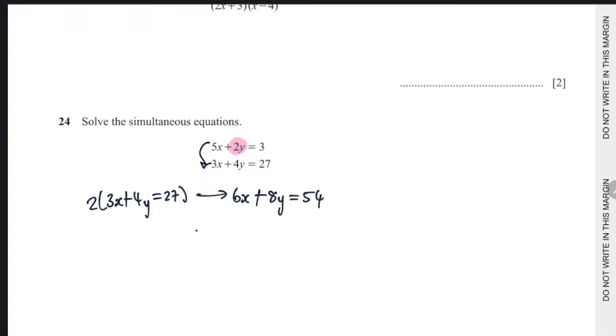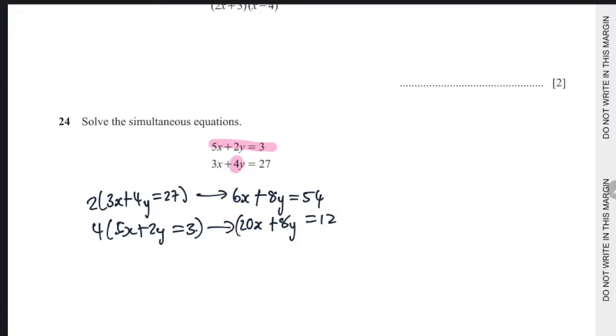Then you took 2 and multiplied the one below. So now you take this 4 and multiply the one above. So you now say 4 times 5x plus 2y is equal to 3. You now have 4 times 5, that's 20x, plus 4 times 2, that's 8y, which is equal to 4 times 3, that's 12. Now, since both of them are 8y's, the only way to continue is to now subtract them. Okay?